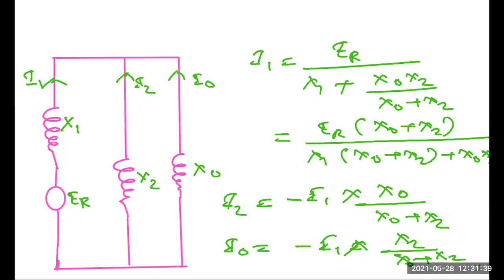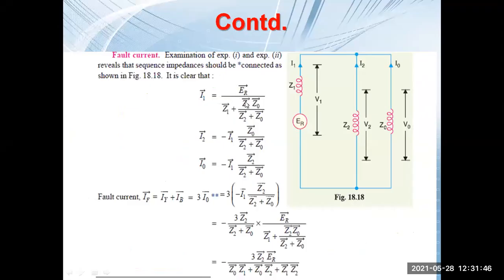Yes, sir. Okay, so I will show the slide. I1 equal to this one, I2 equal to minus I1 Z0 by Z2 plus Z0, and I0 equal to minus I1 Z2 by Z2 plus Z0. We'll calculate this in the next class.